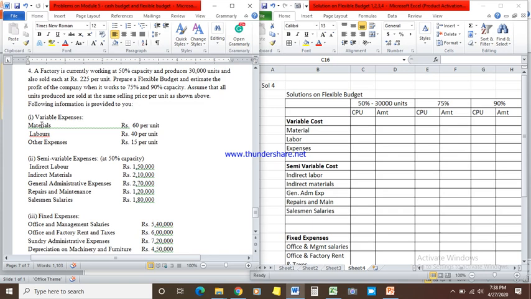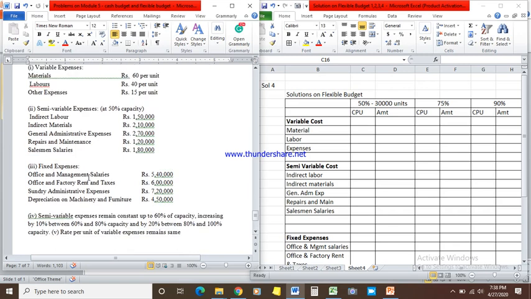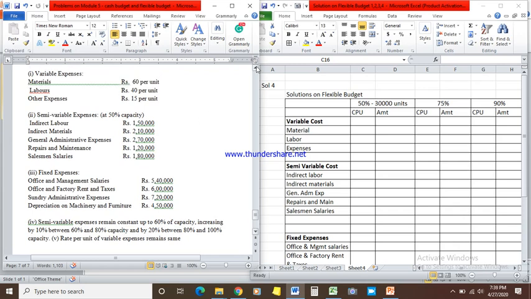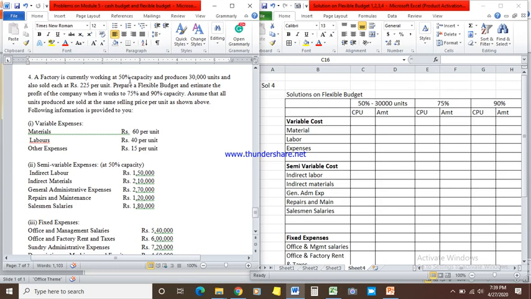The following information is provided to you. So variable cost, material, labor and other expenses per unit is given. Semi-variable cost at 50% capacity, so these are the details of semi-variable cost. Under the fixed expenses, office and management salaries, office and factory rents, like this they are given as the fixed expenses. Now the additional information is very interesting. Semi-variable expenses remain constant up to 60% of capacity. They increase by 10% between 60% and 80% capacity, which means at 50% capacity, this is how the cost structure looks.